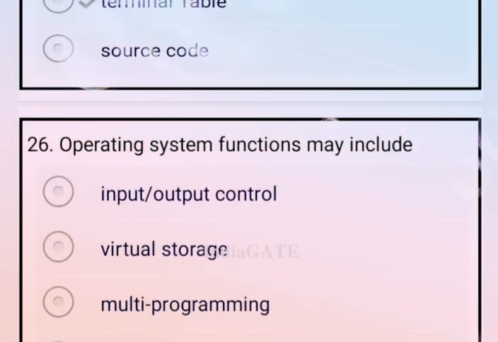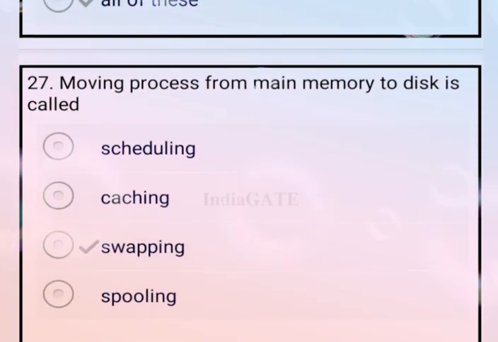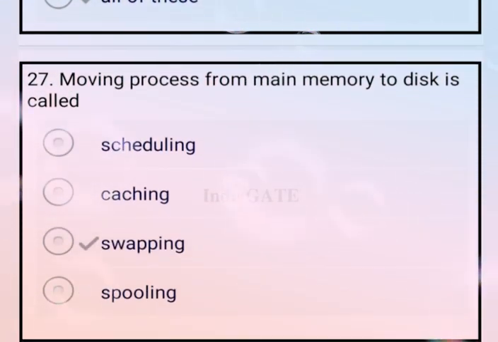Next question. Operating system functions may include. So option D is correct, which means all of these. Operating system functions are input output control, virtual storage, multi-programming. So all of these are correct. Next question. Movement of a process from main memory to disk is called. So the correct answer is option C, that is swapping.